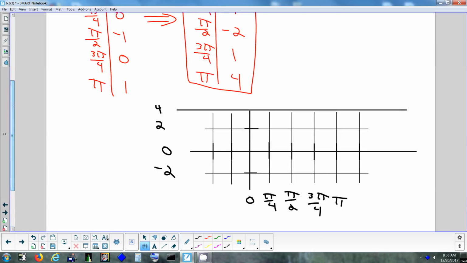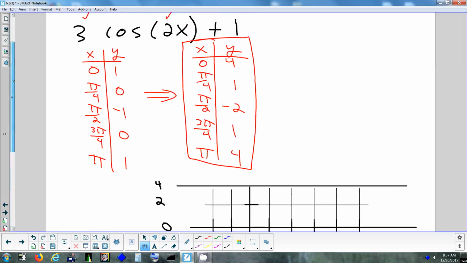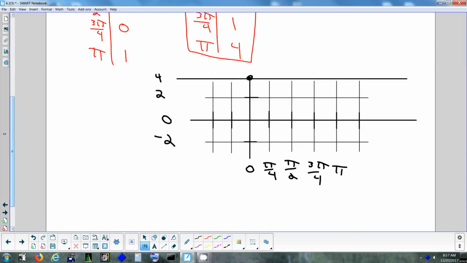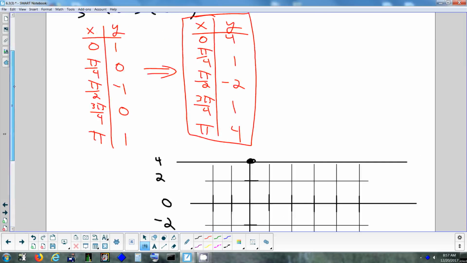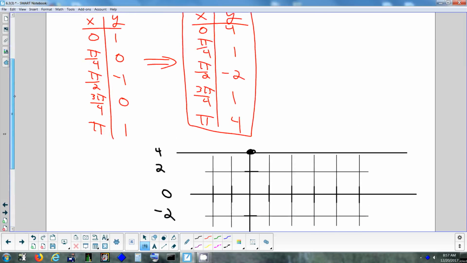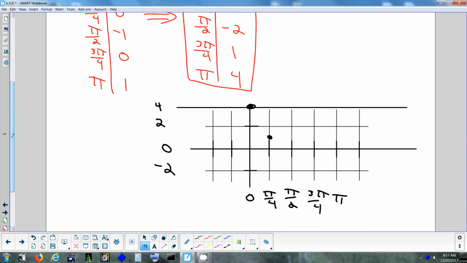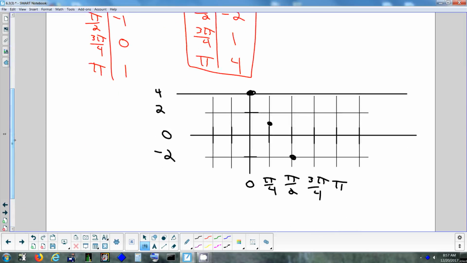It's better if you put your labels at the bottom so we don't end up drawing over them. Okay, so we have 4, 1, -2. 4. 1 I have to estimate, but that's not that bad to estimate. It's just exactly halfway between. So 4, 1, -2, back to 1, and then back to 4.